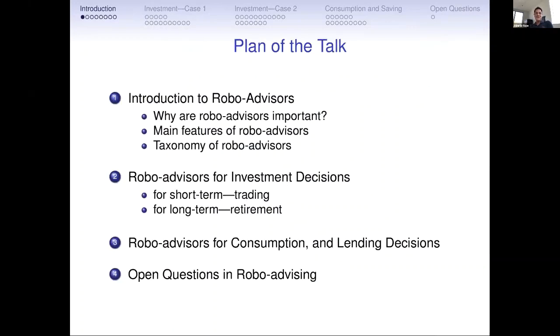So basically, I was just going through the plan of the talk. The second part is going to be more about the robo-advisors for investment decisions. And then I'm going to give you some sense of the work that I am doing with some of my co-authors, and some other people are doing, in the area of robo-advisors for consumption and lending decisions. And then I'm going to leave you with some open questions in robo-advising. And in case I don't manage to go through the whole talk, I'm just going to jump to that point.